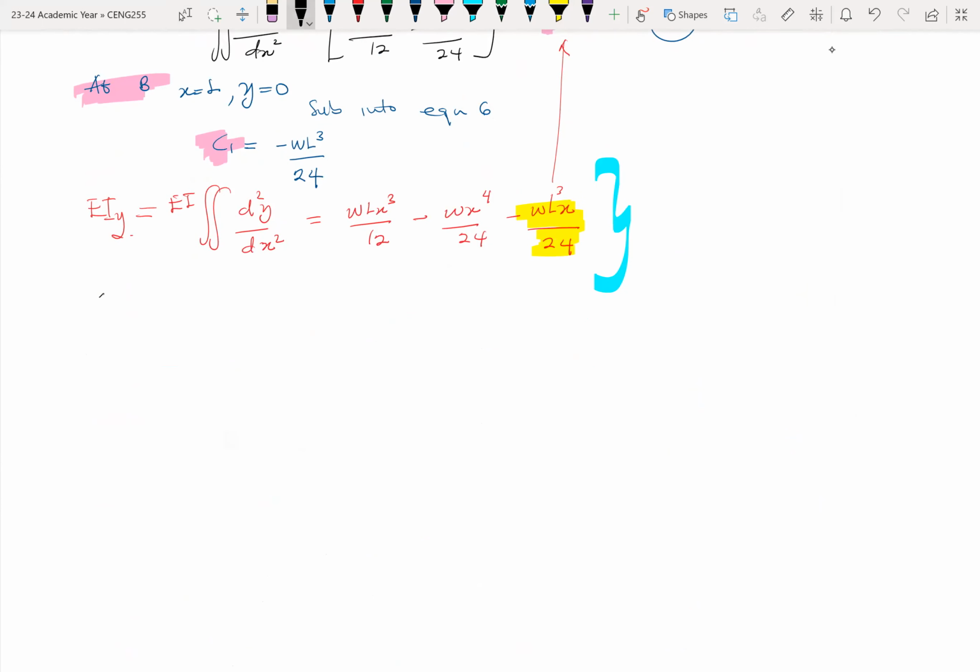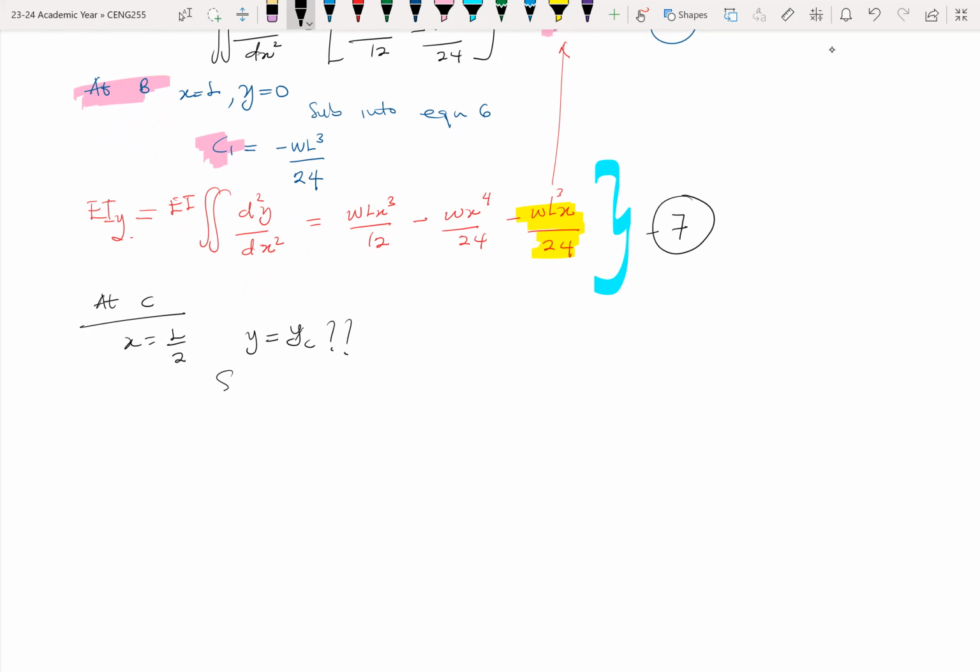So it means that at C, your X is equal to L over 2, and your Y is Y at C, which is unknown. Okay, you don't know what that Y is. So that's what we want to find, okay? So let me call this equation 7.